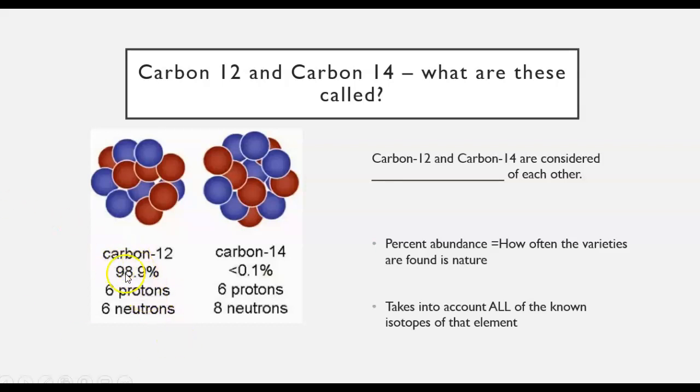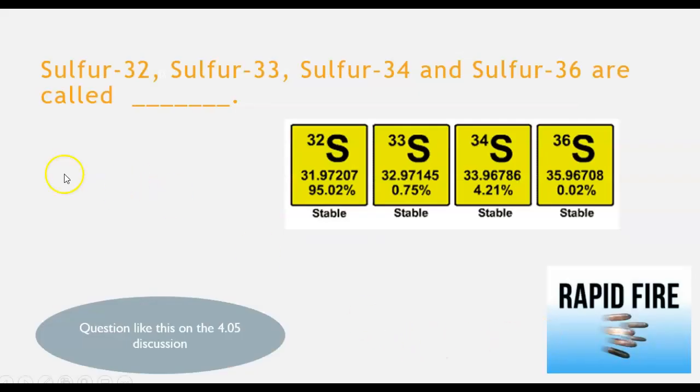And then here we see percent: 98.9%, and then less than 0.1%. So what that means is, if we gathered up all of the carbon that's present in our world, 98.9% of that carbon will be carbon 12. And then what's not carbon 12 will be carbon 14. That's called the percent abundance. We talked about that in a previous lesson. So the percent abundance. Now let's look at a different situation.